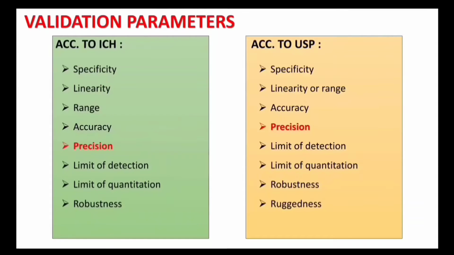These are the validation parameters. According to ICH, specificity, linearity, range, accuracy, precision, limit of detection, limit of quantitation, and robustness are included. Whereas, according to USP, specificity, linearity, accuracy, precision, limit of detection, limit of quantitation, robustness, ruggedness are included. In this video, we are going to have a look at precision validation parameter in detail.